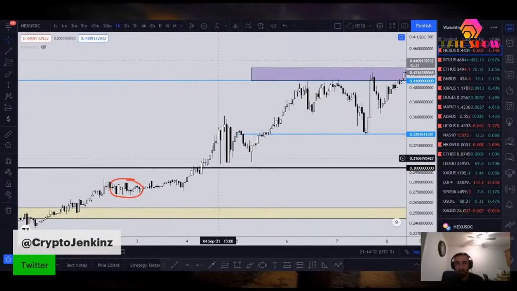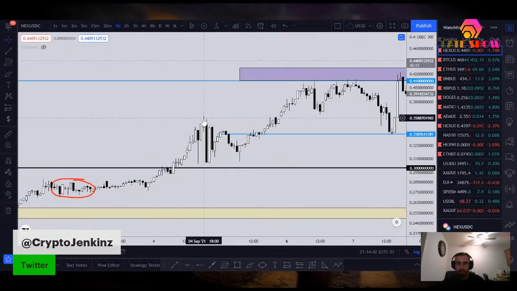Stake, not financial advice. But we broke the 30-cent range right here. Shot up. We went past the 33-cent range that I had, hit the 35-cent range, and then look at all this price action. Massive candles, a bunch of institutional candles. This is how you know big money's in the market.